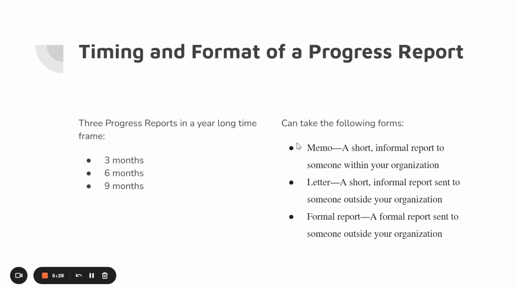So your progress report needs to look kind of like this. If there's 3 progress reports in a year-long time, so if you're working on something for the course of a year, I would send out my progress report at 3 months, 6 months, and 9 months. So you can look at the ratio and adjust that accordingly based on the length of time of your project. You can do progress reports in a memo.